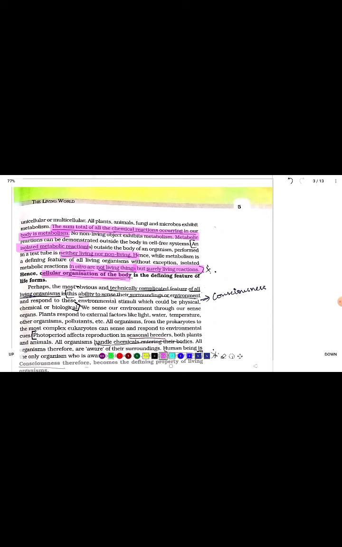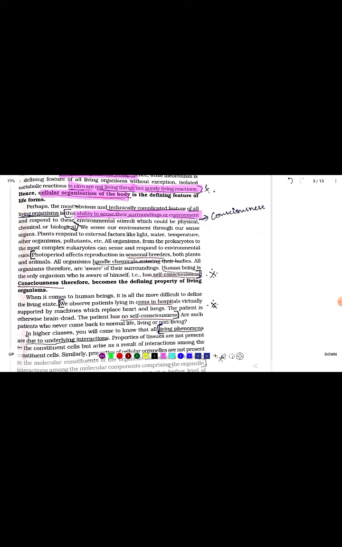Technically complicated features of all living organisms: the ability to sense their surrounding or environment and respond to these environmental stimuli, which could be physical, chemical, or biological. The ability to sense the surrounding is said to be consciousness. Consciousness is a technically complicated feature of living organisms. That is the ability to sense the environment and respond to environmental stimuli, which could be either physical, chemical, or biological.